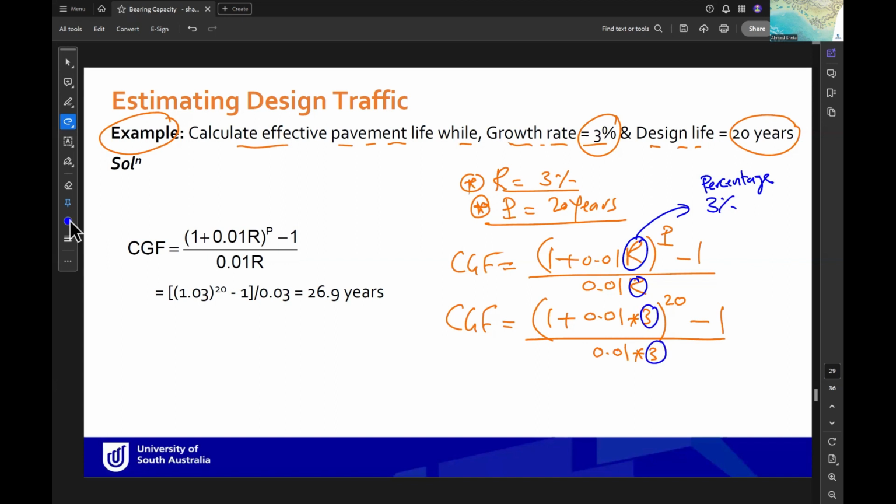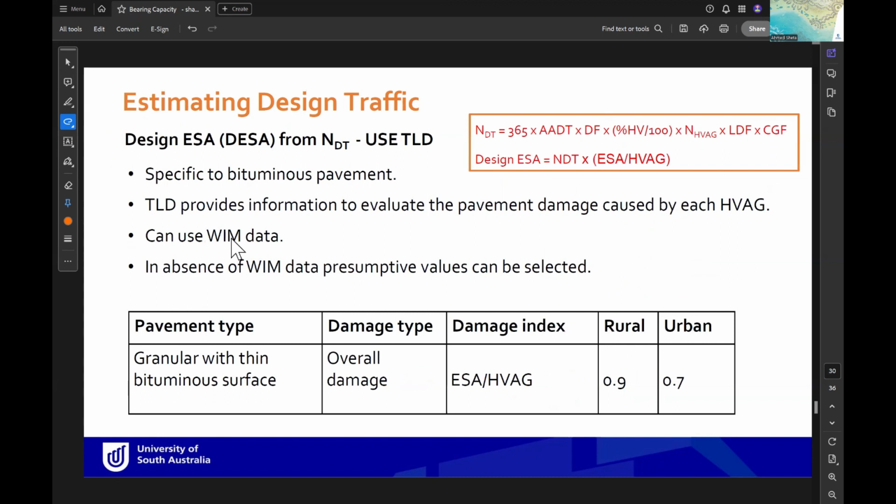Just be careful when substituting in this formula. So the final CGF value will be equal to 26.9 years. So the effective pavement life or the cumulative growth factor will be 26.9 years. This was a short example about how to calculate the CGF factor for design and calculate NDT. And after calculating NDT, the next step is calculating the design ESA or DESA from NDT using TLD.